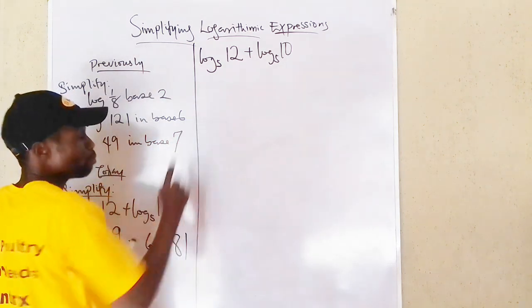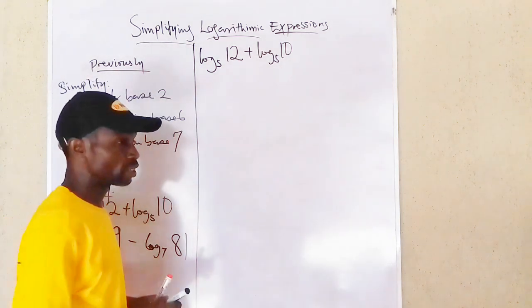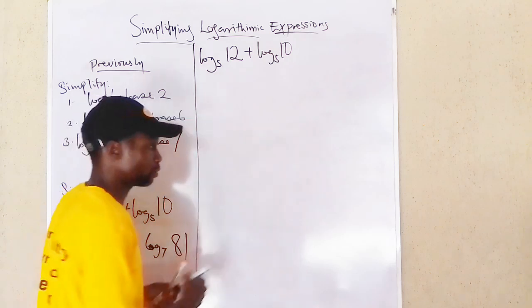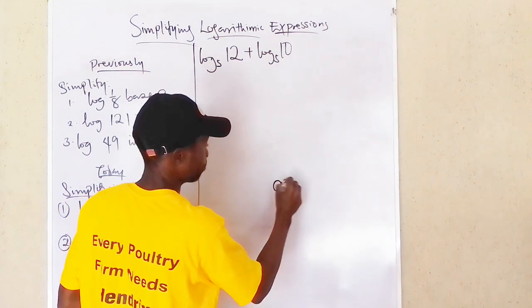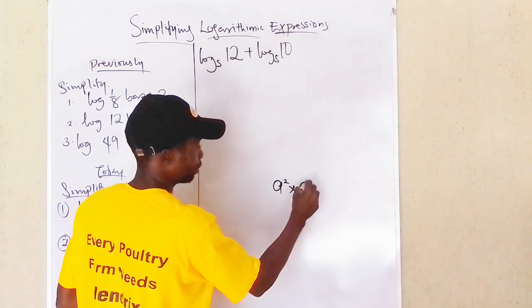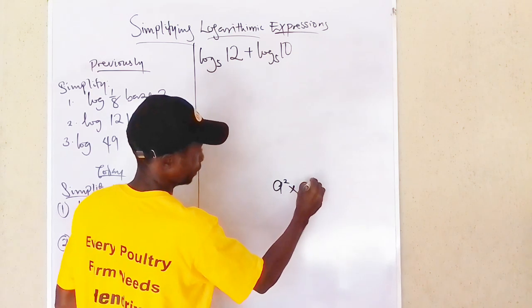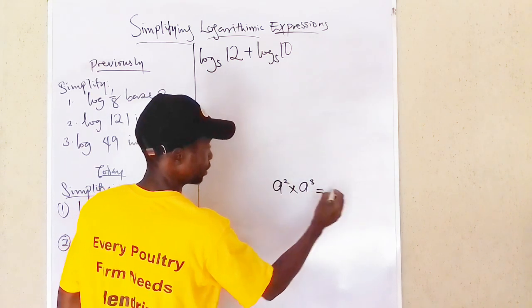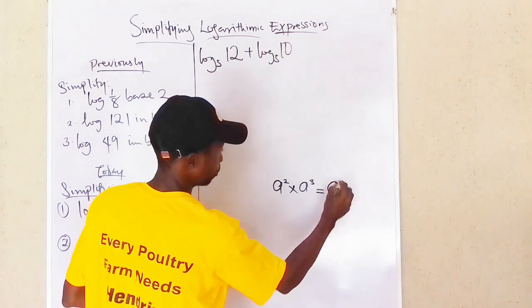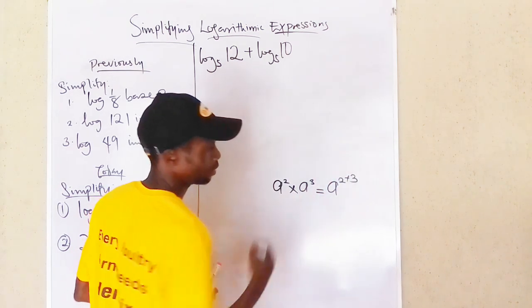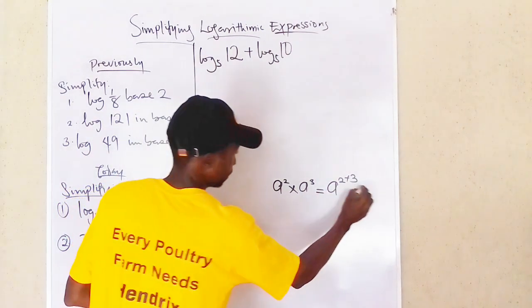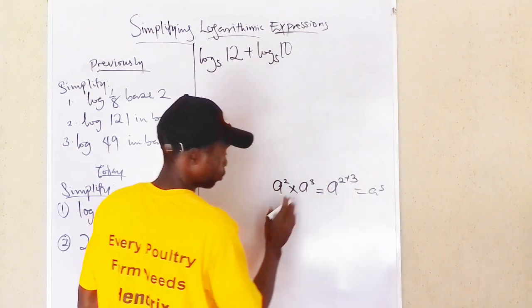Now, remember one of the rules in indices, and also in logarithm: if we have a raised to the power of 2 in indices, times a raised to the power of 3, what that means essentially is what? a raised to 2 plus 3, which is a raised to the power of 5. That's one of the rules.